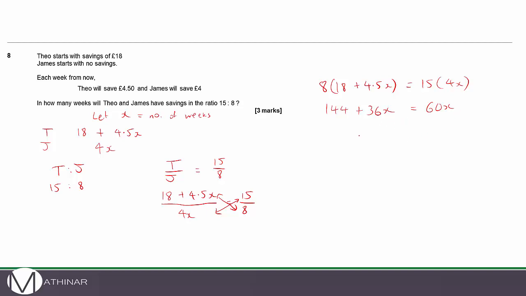So I'm going to minus the 36x from both sides. So 144 is equal to 60x minus 36x. So 144 is 24x, which means that x is equal to 144 divided by 24. If I simplify this, 72 over 12, they are both even, so I can divide by 2 again, and 36 divided by 6 I know is 6. So the answer is x is equal to 6. So in how many weeks will Theo and James have their savings in the ratio of 15 to 8? 6 weeks.